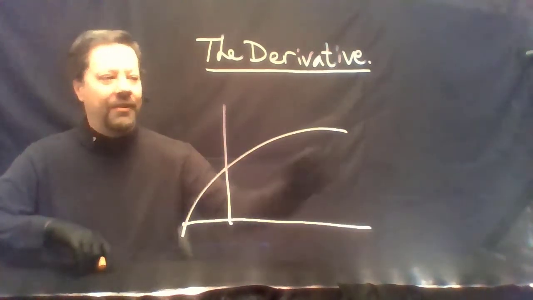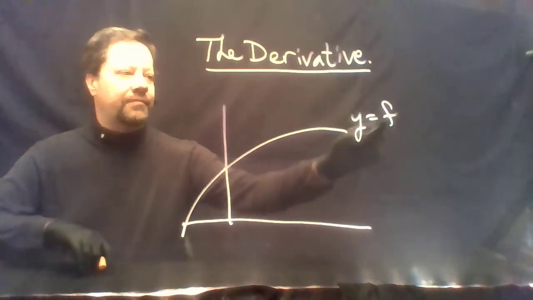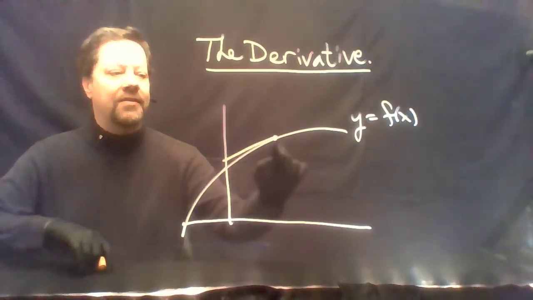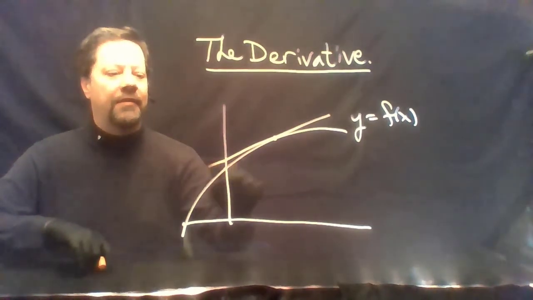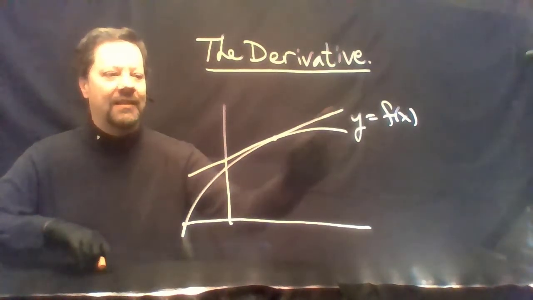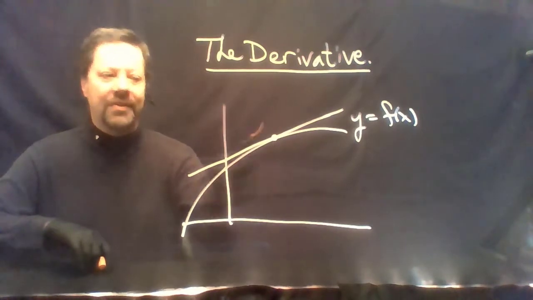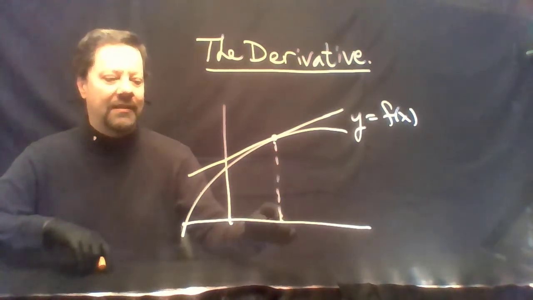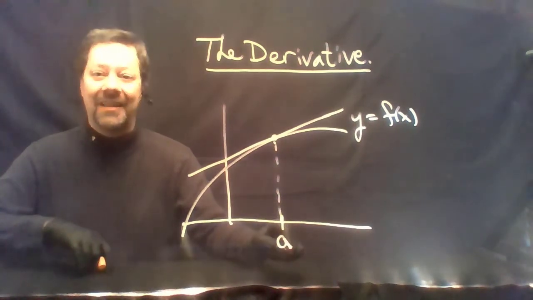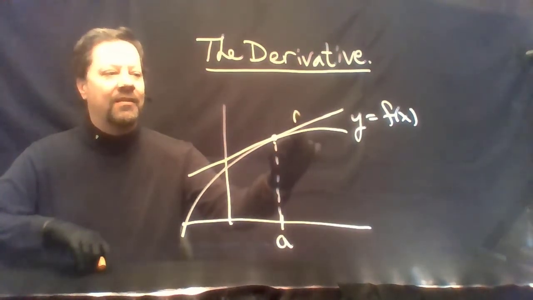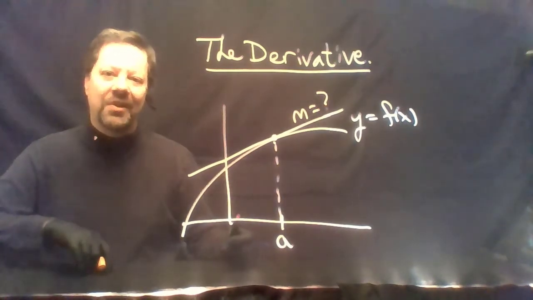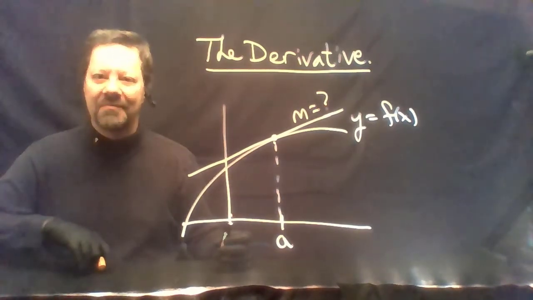Suppose we have some function, and we would like to find the slope of the tangent line. The tangent line just grazes and rests on the surface at one point, let's say at A. So what is the slope of the tangent line?